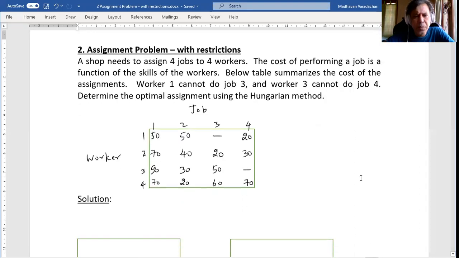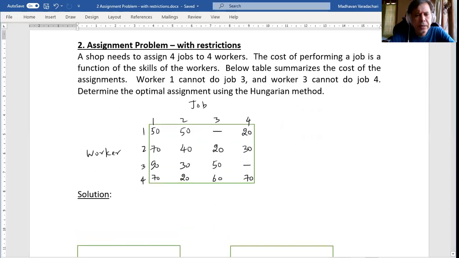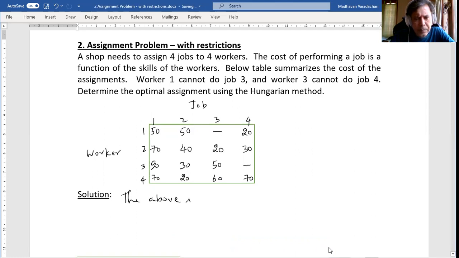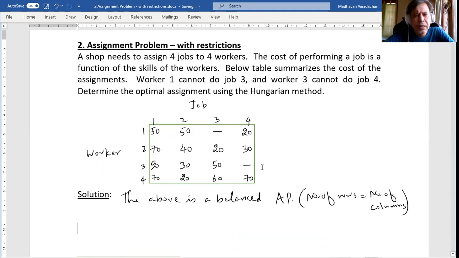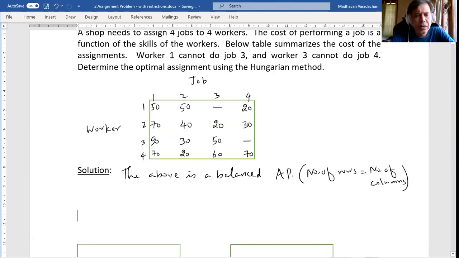So one thing is clear about this question: the above is a balanced assignment problem. Why balanced? Because the number of rows is equal to the number of columns. That is matching, both are 4 and 4. That is the first thing we are supposed to check before proceeding into solving the assignment problem.